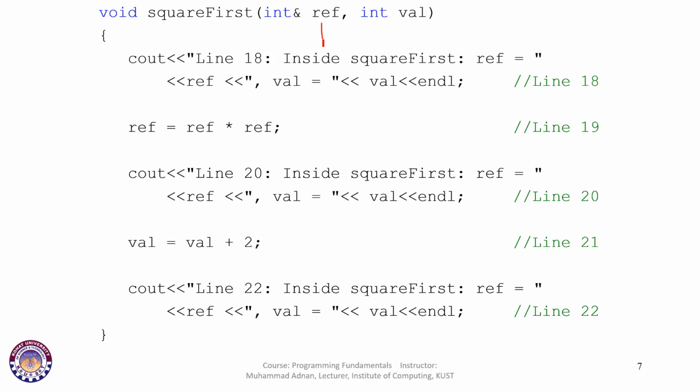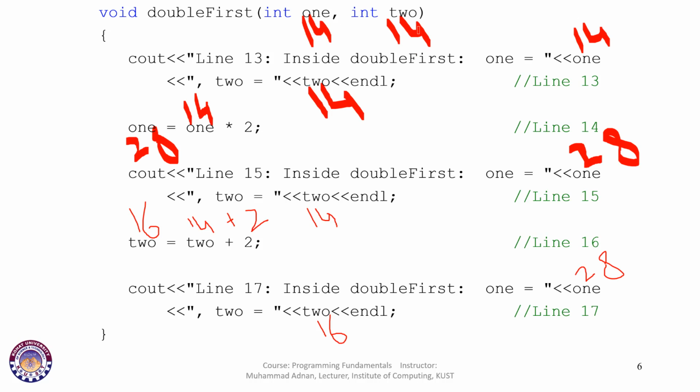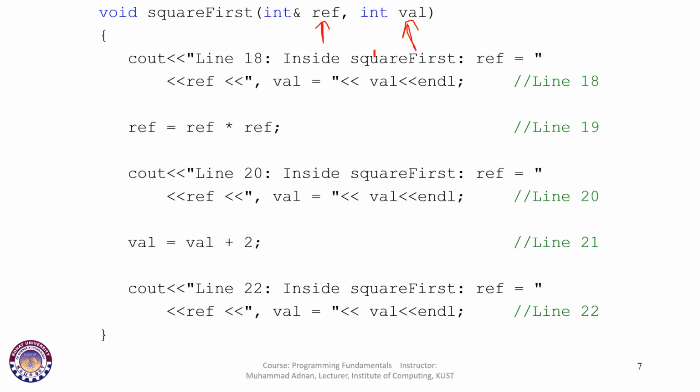So with that, let us move to square first. Here we get the address of num, and here we get a copy of the value of num. So the value of num is 14, whereas the address of num is the address of num, whatever it is. So inside square function we print the ref. The ref is pointing to the value of 14, so 14 gets printed, and here val has the value of 14, 14 gets printed.